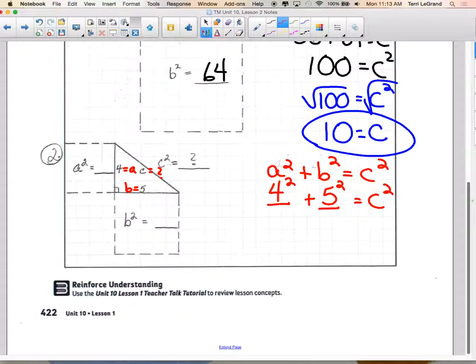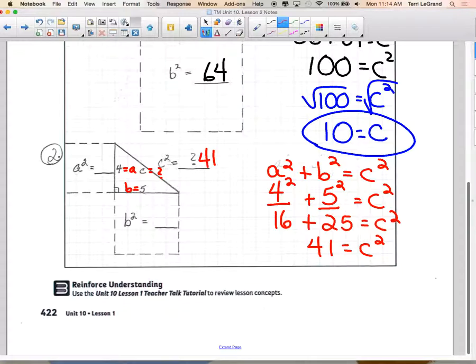Pretty soon we're going to be able to say what c squared equals. What's 4 squared? 16. 5 squared is 25. So that's going to be our c squared when we add those two together. What's 16 plus 25? Sylvia? 41. Okay, let's go up here and put that c squared equals 41. We now know that.